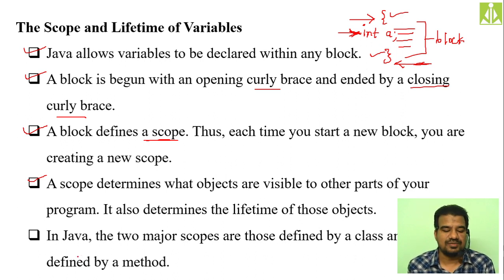So in Java, the two major scopes are class scope and method scope. We have scope that is defined by a class and scope that is defined by a method. So two different types of scopes we are having in Java programming.